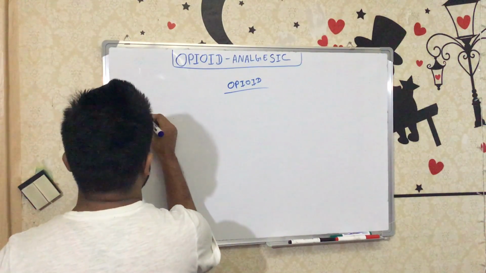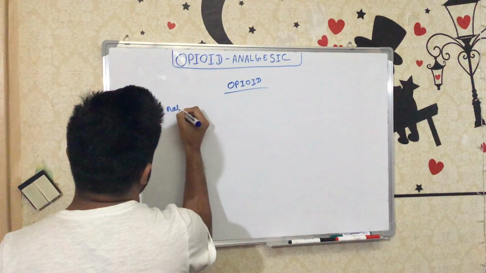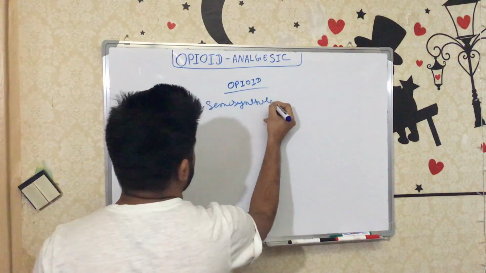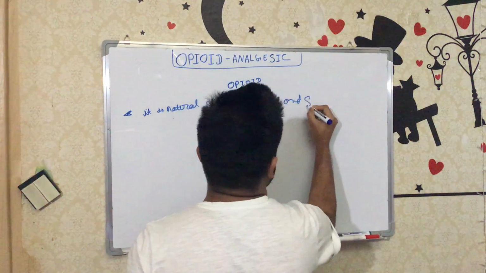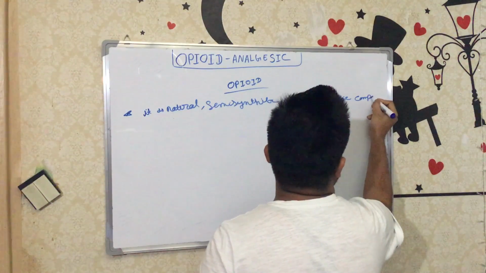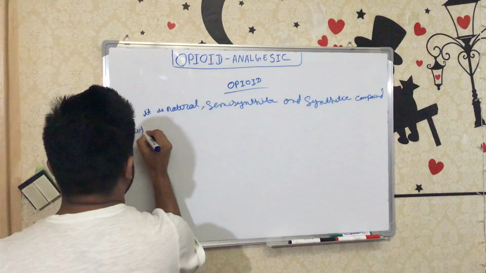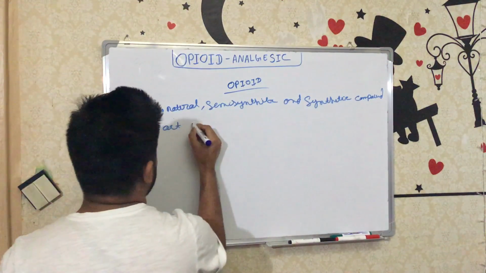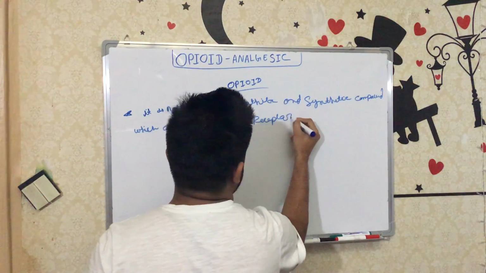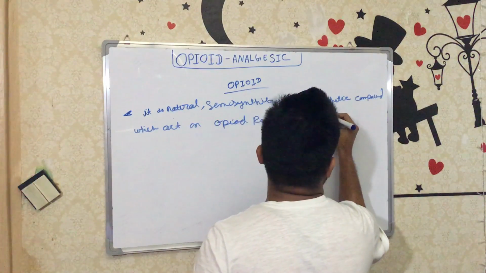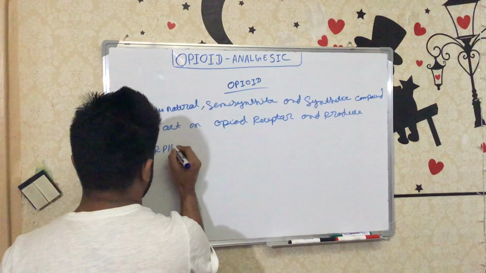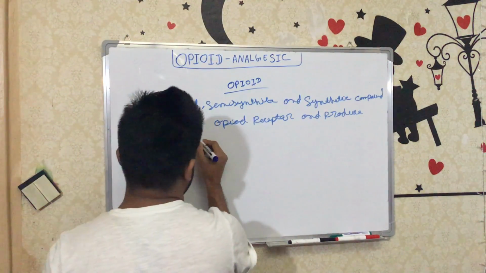So it is a natural, semi-synthetic and synthetic compound or molecule which acts on the opioid receptor and produces morphine-like effects.